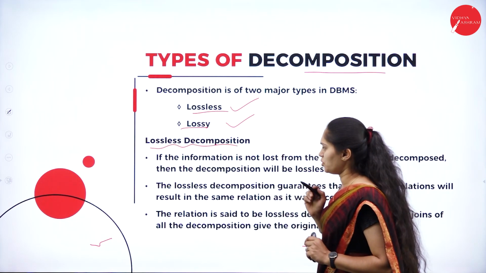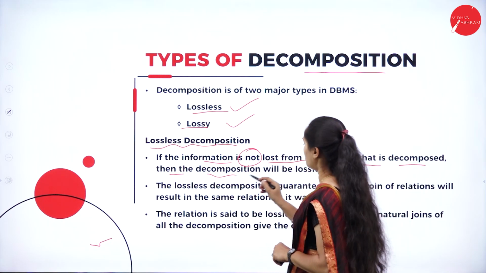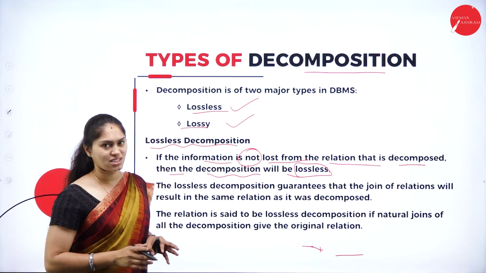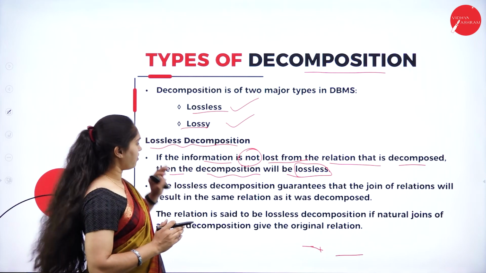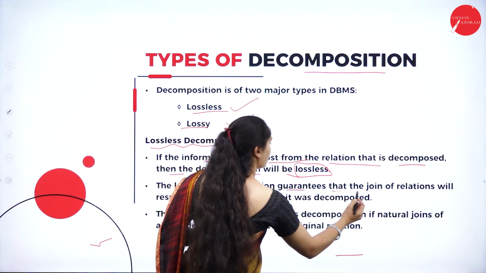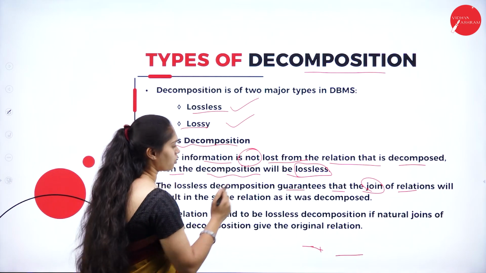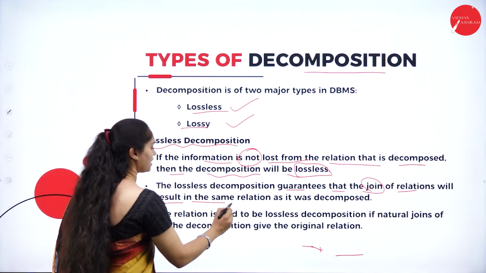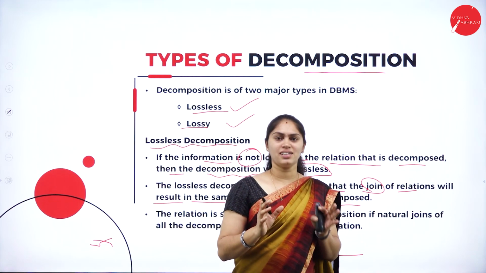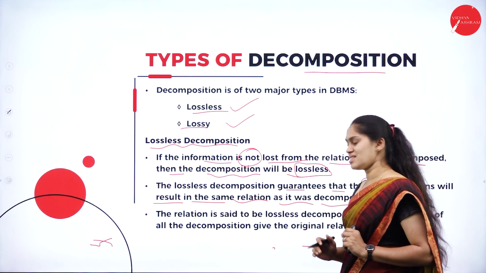Here you can see lossless decomposition. If the information is not lost from the relation that is decomposed, then the decomposition will be considered as what? Lossless. It needs to be lossless. Whenever we are decomposing the table, the information should not get lost. Then we call that kind of decomposition lossless decomposition, and it is going to guarantee that the join of the relations, already all know about this join and types of join, results in the same relation as it was before decomposition. Though it is decomposed, we are just going to find the content either in this table or in another table.